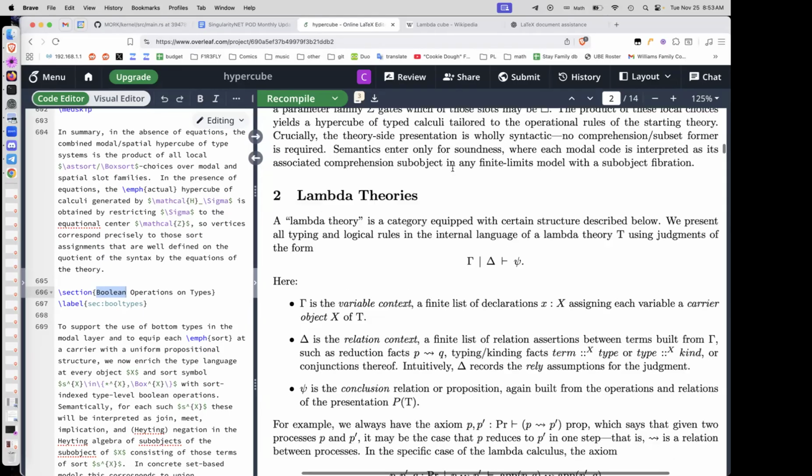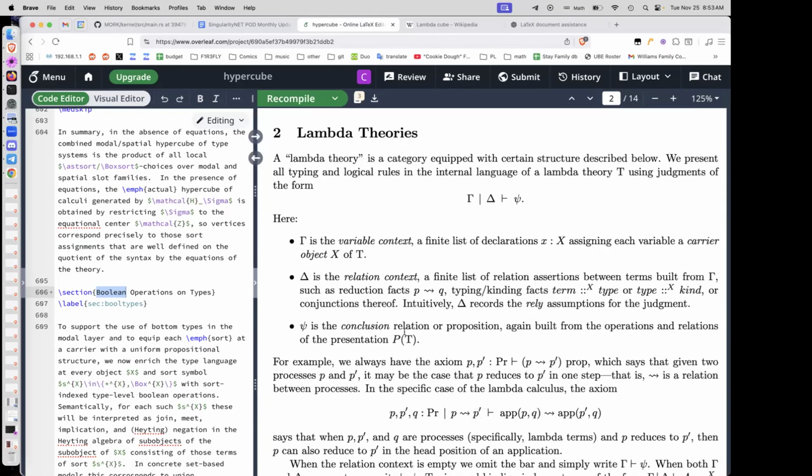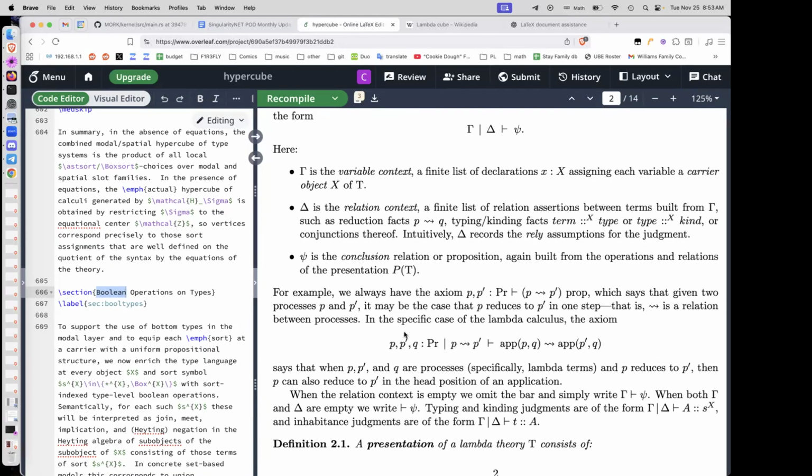So we start with a lambda theory, which is the language in which we write down the operational semantics. We have these axioms. Gamma is a typing context for variables, so I'll call it a variable context. Delta is a typing context for relations, so I call it a relation context. And psi is going to be some judgment.